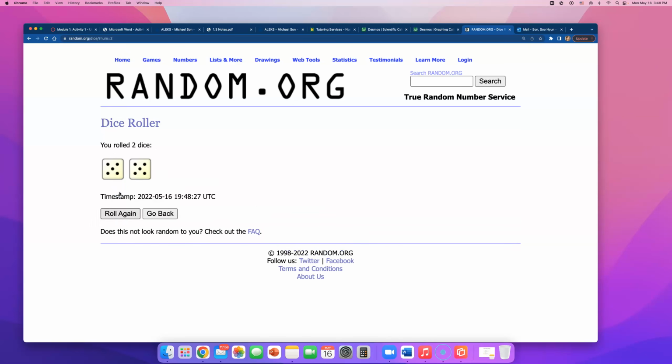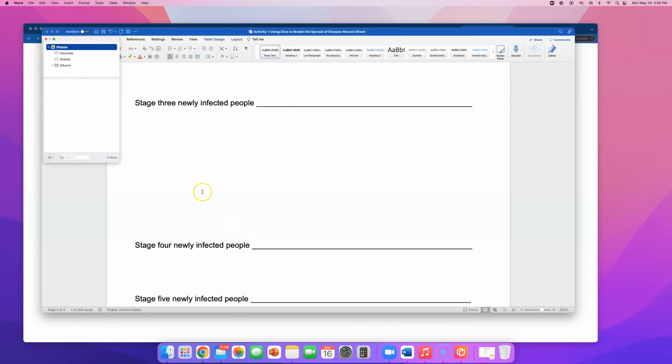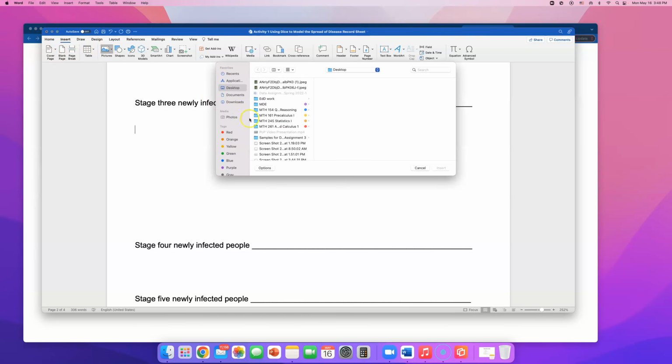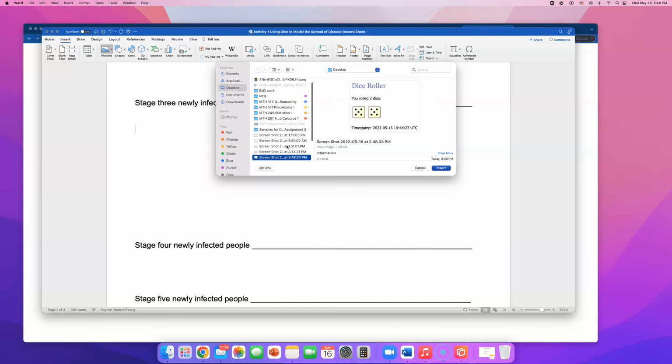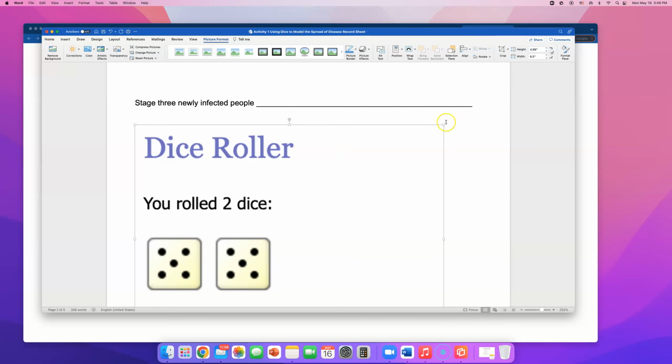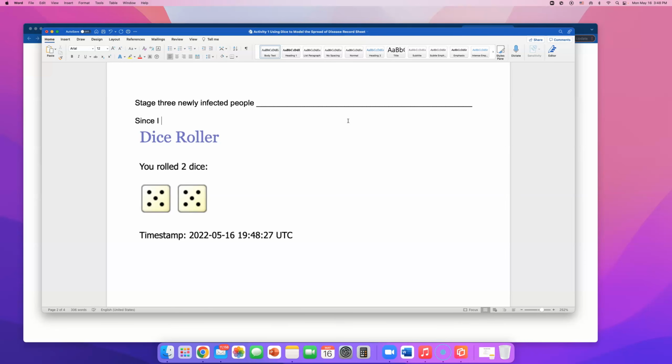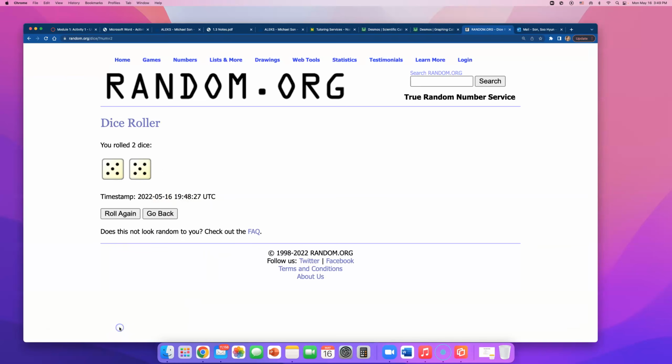So roll the dice, ta-da! Oh my goodness, this is bad. My party is going to get so sick. I'm going to take a screenshot and talk about what this means. So let me bring the picture over here. Insert this from the file. Let me see. This is it. This is not good. What did I roll? Okay. Since I rolled 5 and 5, go back to that table to see how many people we are infecting.